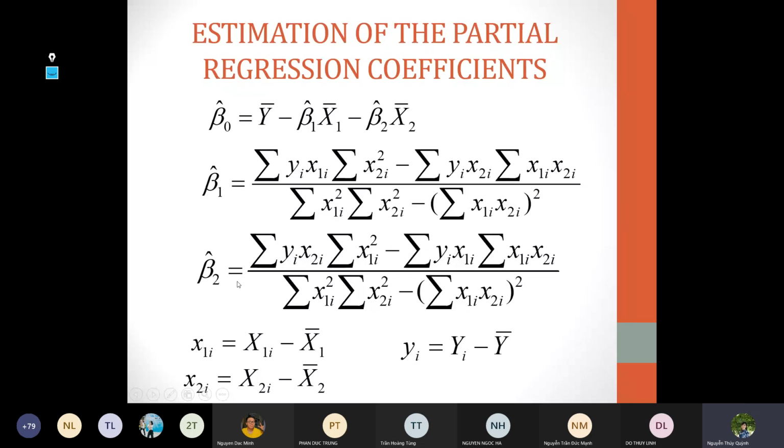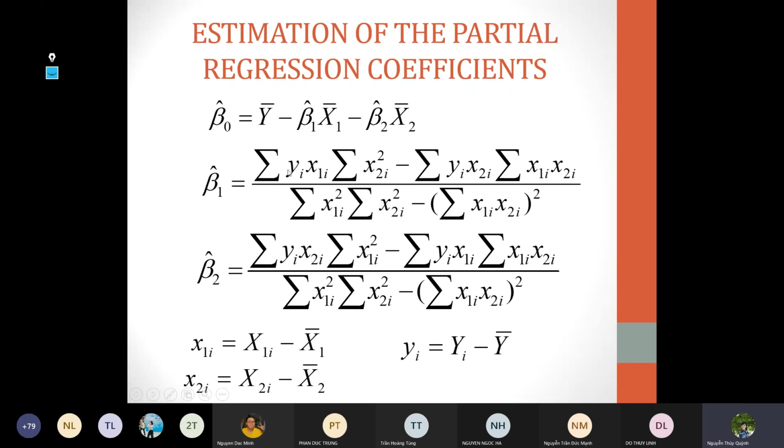Here the small x1 is the difference between the observed value of x and the sample mean of x, and the small y is the difference between the observed value of y and the mean value of y. You have to calculate those small x and small y, calculate the products between them, and sum all the products, and we will get this.